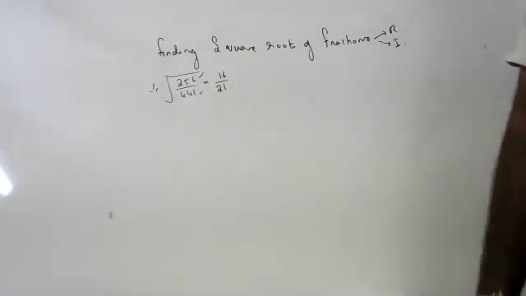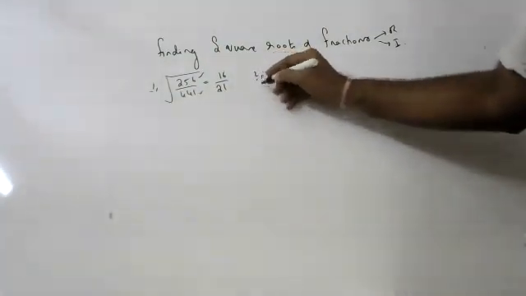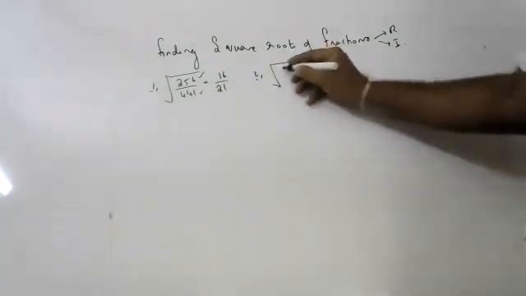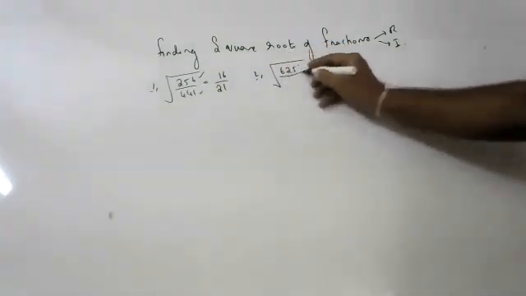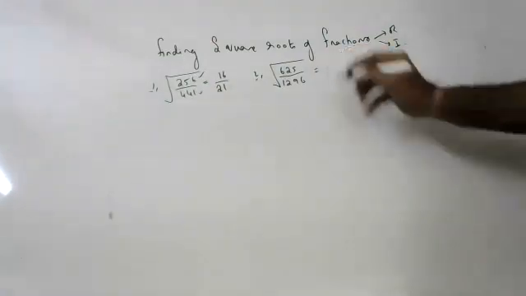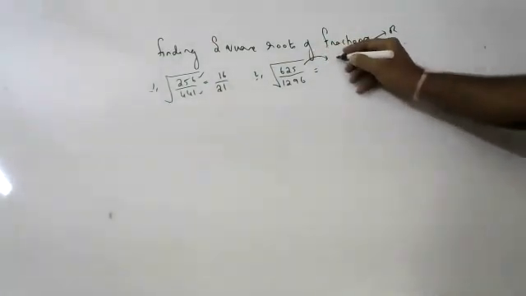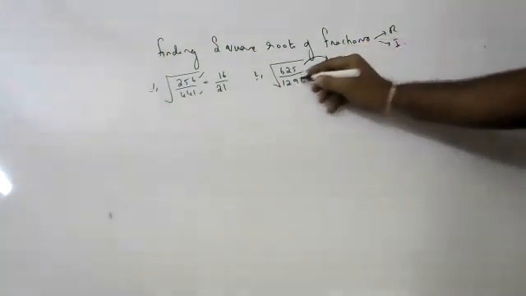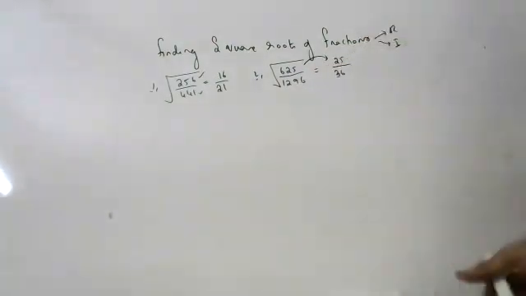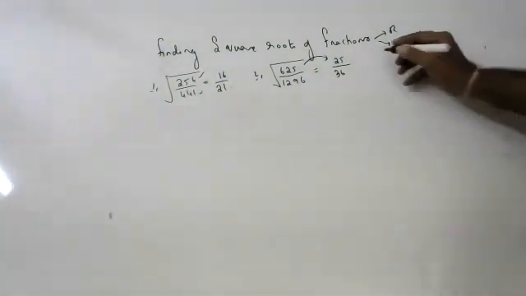This is the square root of fractions by factorization. Suppose, what is the square root of 625 by 676? You know the square root of 625 is how much? 25. And the square root of 676 is 26. That's all. In the same way, children, some questions will come.